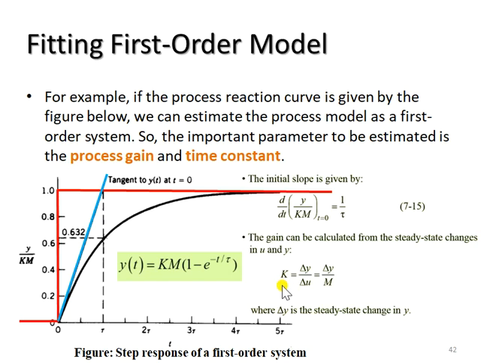So that's how we can fill up this equation and we can represent the process that is producing this curve. So that is how we fit the first order model by using empirical modeling for first order system.